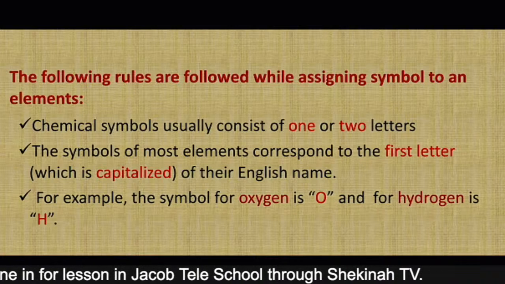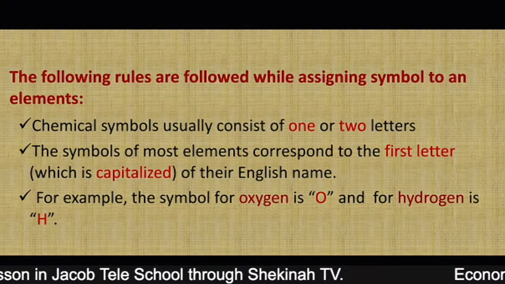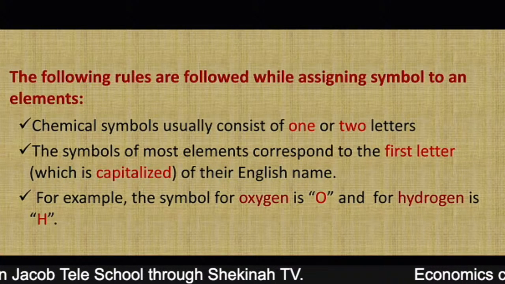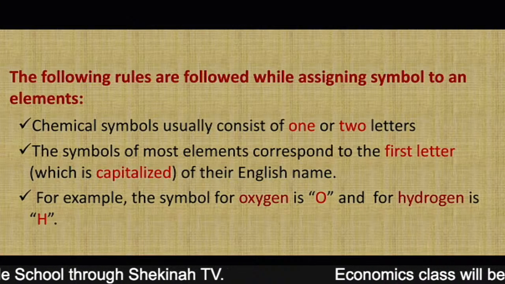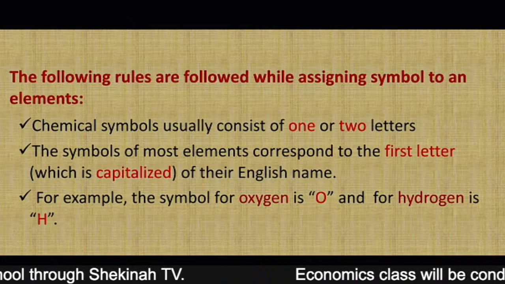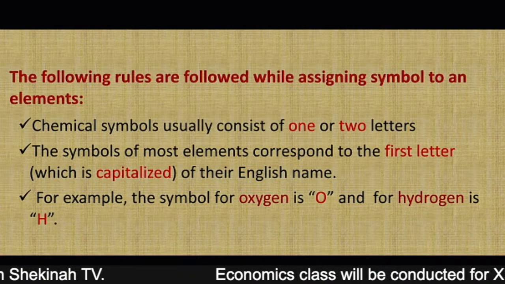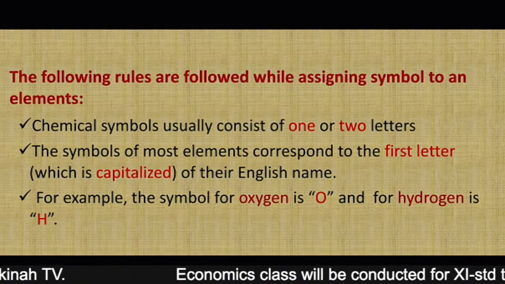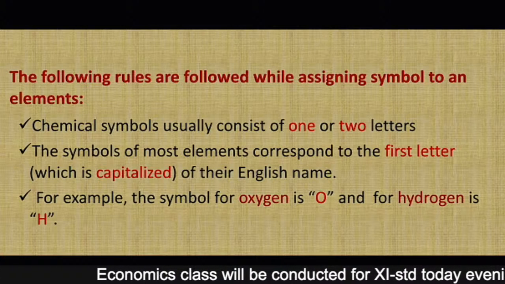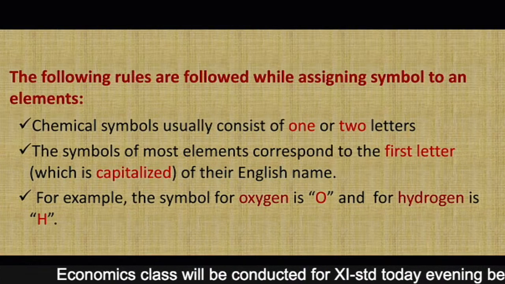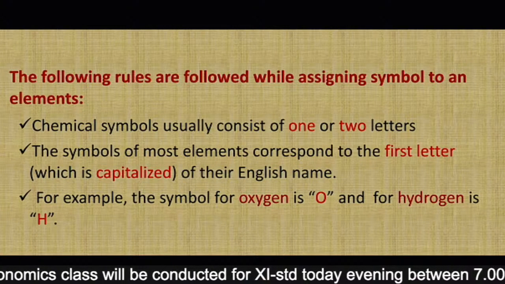ஆல்ரெடி உனக்கு நான் சொல்லி கொடுத்துருக்கேன். கெமிக்கல் சிம்பிள்ஸை நம்ம ஒன் லெட்டராக யூஸ் பண்ணலாம், எய்தர் ஆர் டூ லெட்டர்ஸாகவும் யூஸ் பண்ணலாம். For example carbon and chlorine. Carbon is denoted as capital letter C and chlorine is denoted as capital letter C and small letter l, okay. Next, the symbols of most elements correspond to the first letter, capitalized, of their English name. For example, the symbol for oxygen is capital O, and for hydrogen is capital H, isn't it?